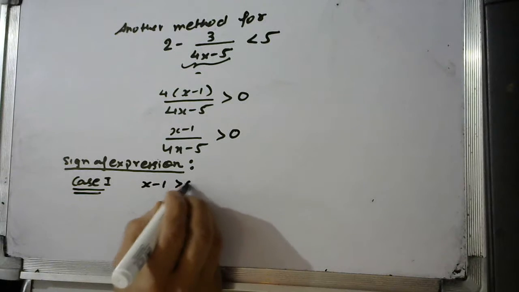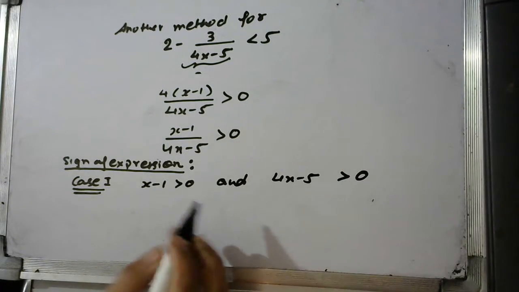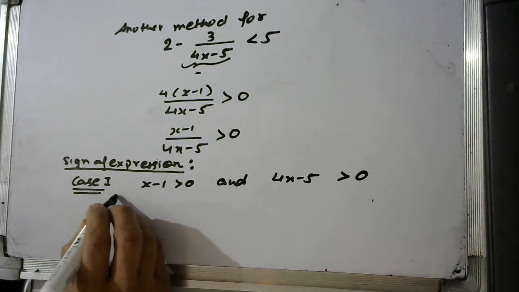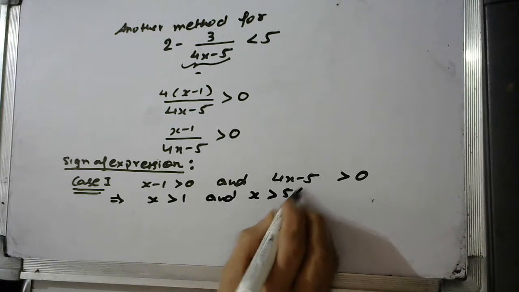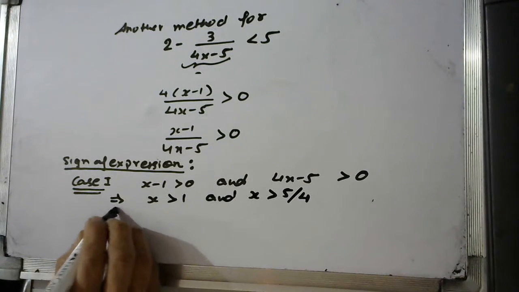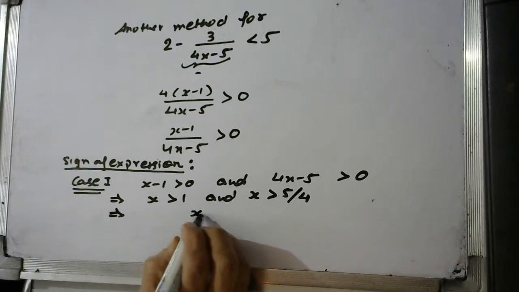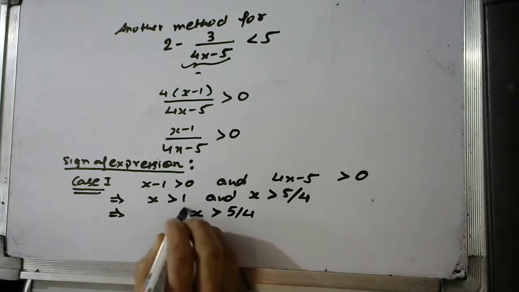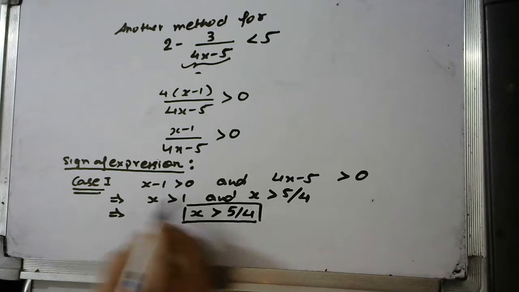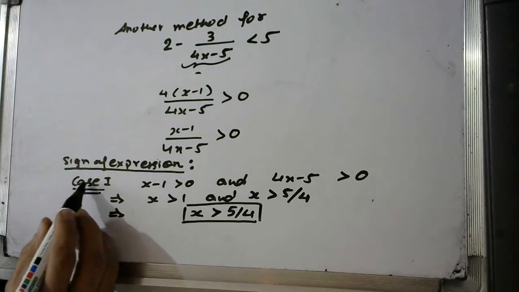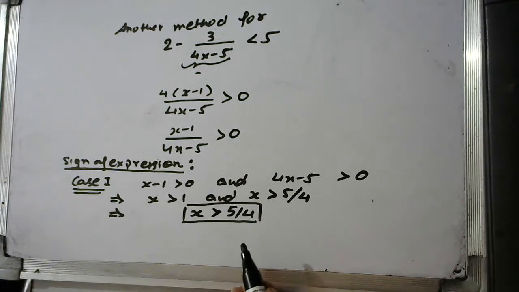X minus 1 should be greater than 0, and 4x minus 5 is also greater than 0. Then my expression will be greater than 0, which gives me x is greater than 1 and x is greater than 5 by 4. Representing these two inequalities on number line, I will arrive at the common solution, which says x must be greater than 5 by 4. By common solution, I mean the values of x which satisfy this as well as this inequality. So case 1, which assumed numerator as well as denominator to be positive, gives me this solution for x.